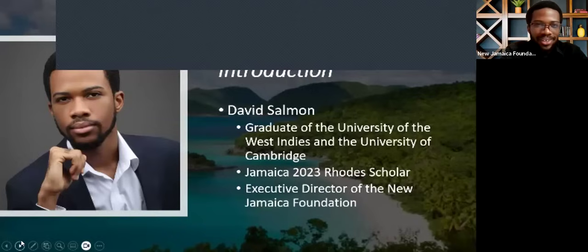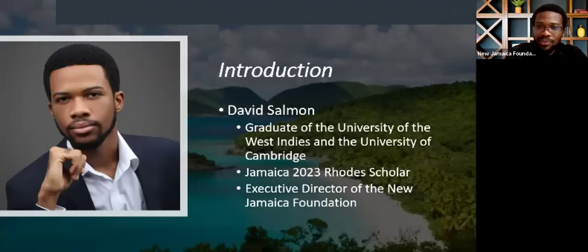I will be conducting the Caribbean Studies session today. I am a graduate of the University of the West Indies and the University of Cambridge. I am Jamaica's 2023 Rhodes Scholar, so that means I'm currently here in Oxford, and I am the Executive Director of the Jamaica Foundation, that being the foundation that is carrying out these exam revision sessions today.